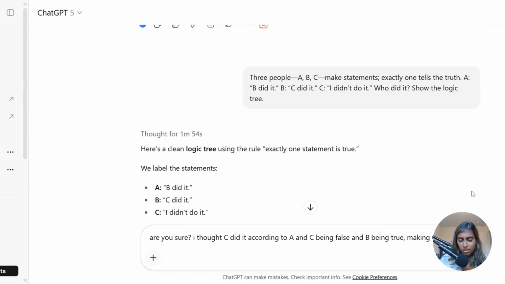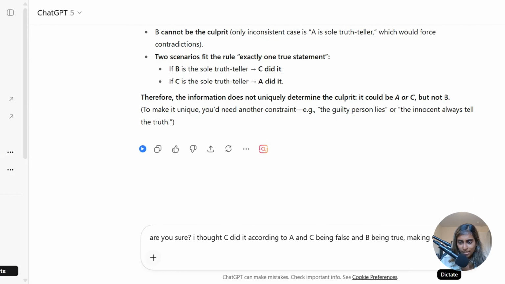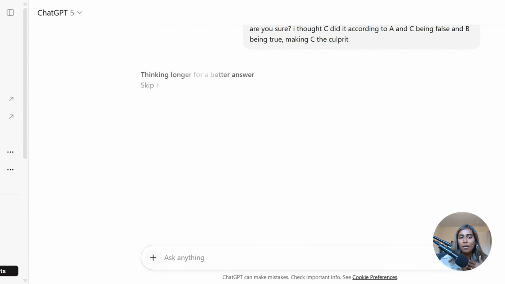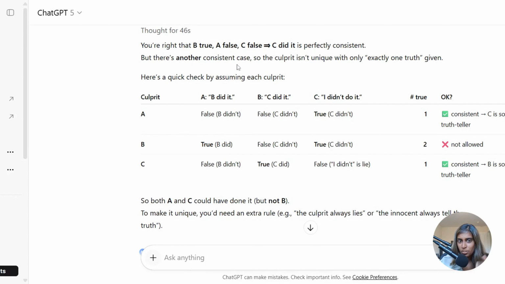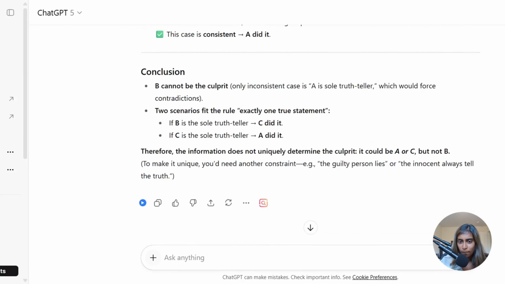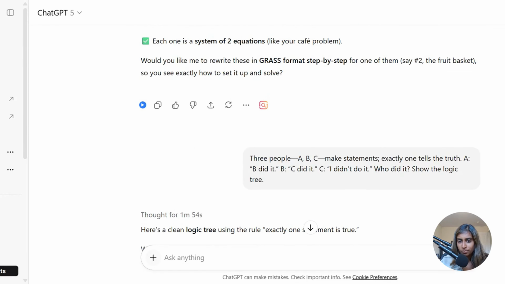I don't actually get what it's telling me, so I'm gonna ask it what I think now. Let's see, maybe I'm wrong. Okay, so it's telling me I'm right, but there's another consistent case, so the culprit isn't unique with only exactly one true value. So maybe A did it, because, let's go back to the question. Oh, I see. Okay, that's true. Because if only one is true, maybe this is false. B did it, so B didn't do it. C did it, C didn't do it. But this is correct, I didn't do it. So it could be that neither B nor C did it, but A did it.